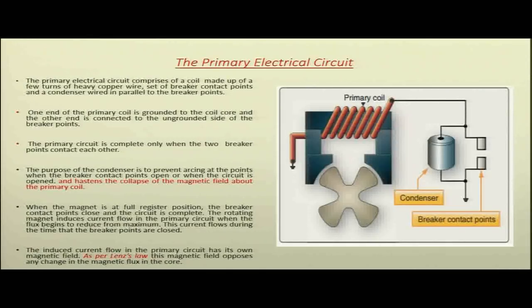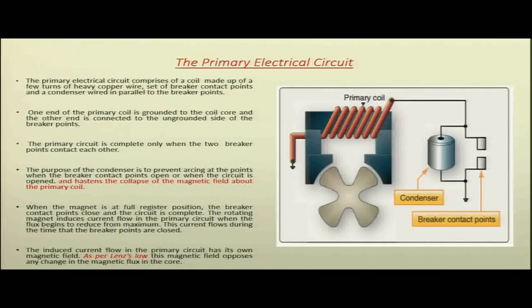Now, when this magnet is at the full resistor position, as you can see in the figure, the contact points close and the circuit gets completed. The rotating magnet induces a current flow in the primary circuit, because the magnetic lines of force pass through the coil core, and because of the primary coil there are flux linkages and a primary current is induced in the primary coil.